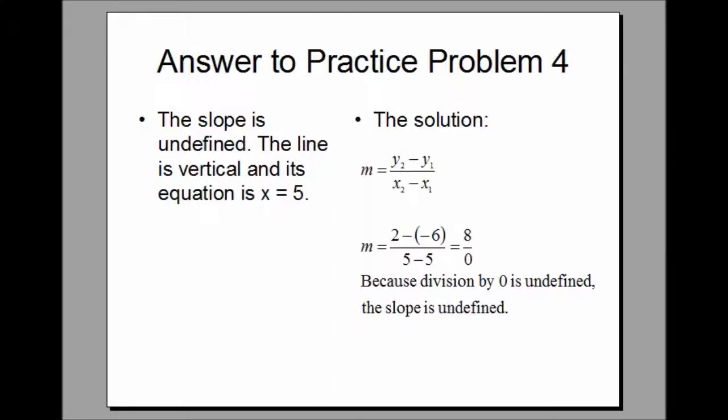Let's substitute into the slope formula to see what happens. This gives m equals y2 minus y1 over x2 minus x1. m equals 2 minus -6 over 5 minus 5. This becomes 8 over 0. Because division by 0 is undefined, the slope is undefined.